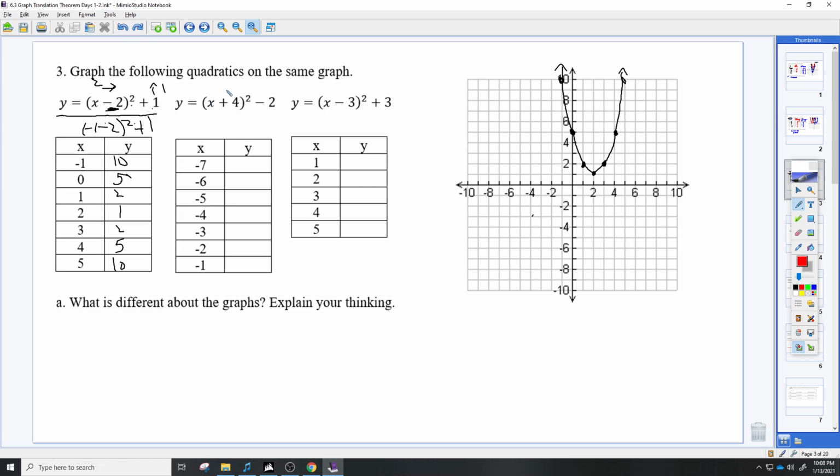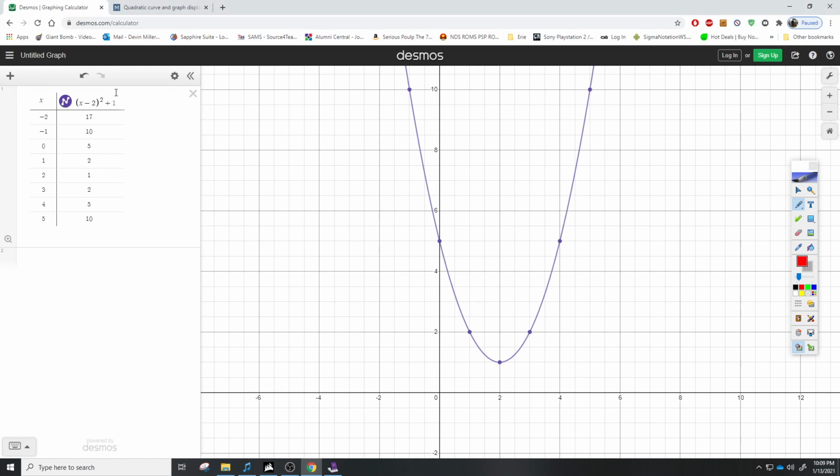We have a +4, which means it's the opposite of what you think. It's going to go to the left 4. And then this one goes in the right direction, vertically down 2. So let's see what it looks like. (x + 4)² - 2.